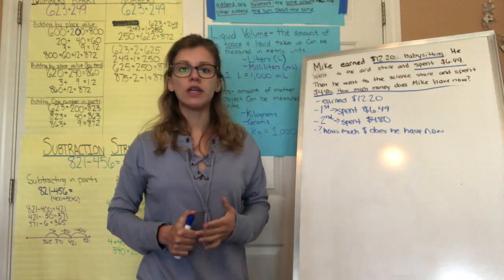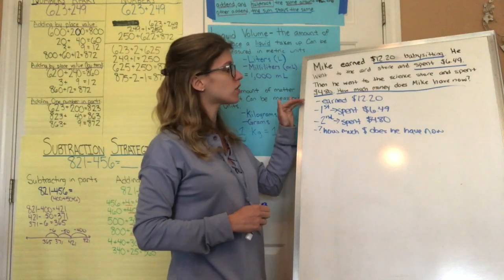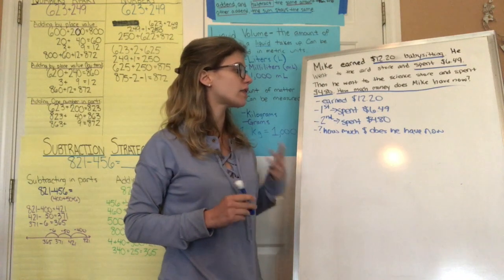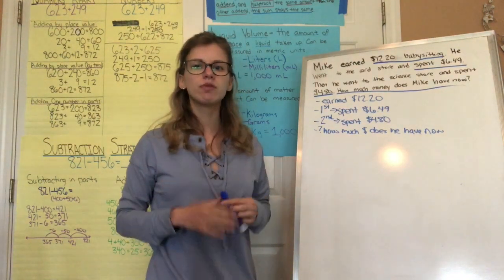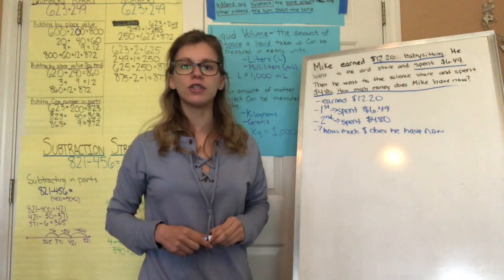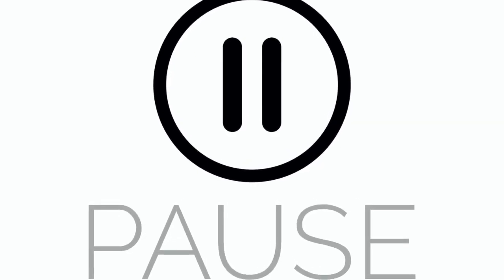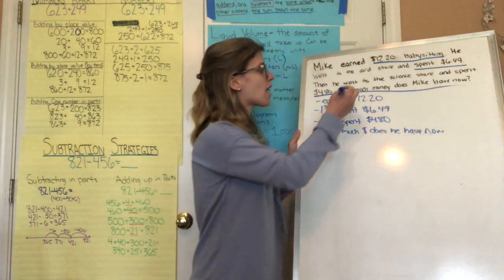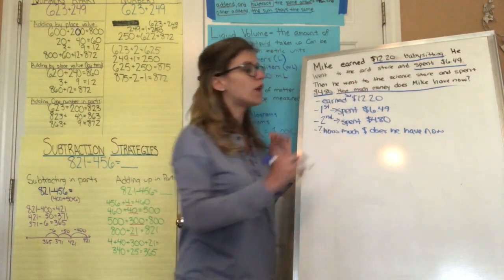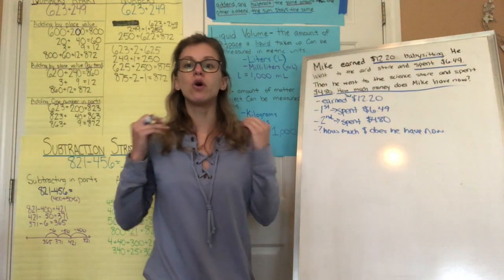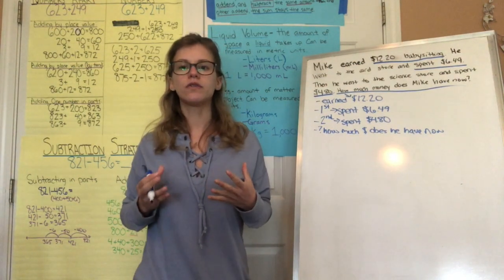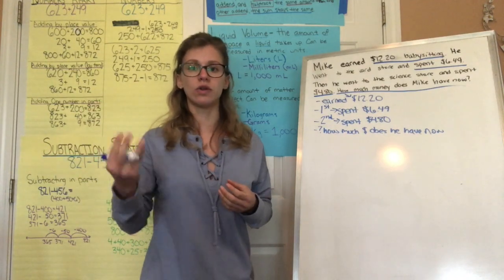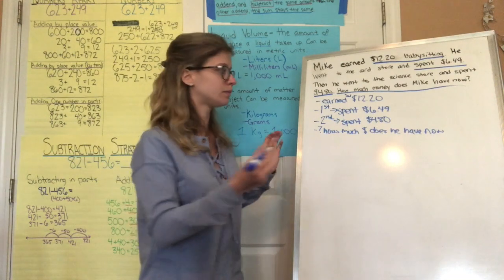Pause me and think about an equation that I can use to show this. If he started with $12.20, then he spent $6.49, and then he spent $4.80, how much money does he have now? Pause me and write an equation. So it's important for me to pay attention to the fact that he earned $12.20. I know that the most money he's going to have right now is $12.20, because then he starts spending it. He's not gaining any more money. He's only taking away money.